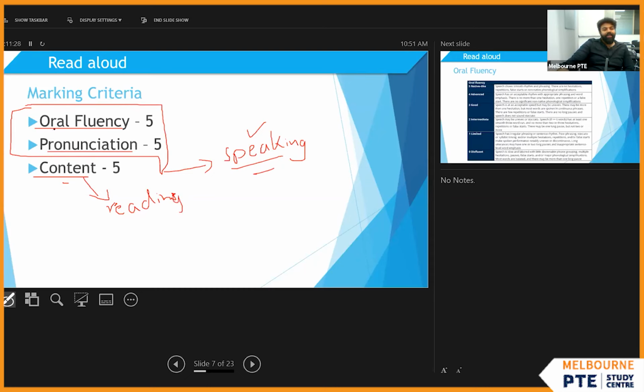Okay. But the thing is, how well you do in your fluency and pronunciation will actually translate into your marks for reading, especially for pronunciation. Because if you didn't say the words correctly, or if the word is something else but you are saying something else, then of course you're not going to get the marks for reading. That's the thing. So let's discuss a bit about oral fluency first, and then we'll discuss pronunciation.